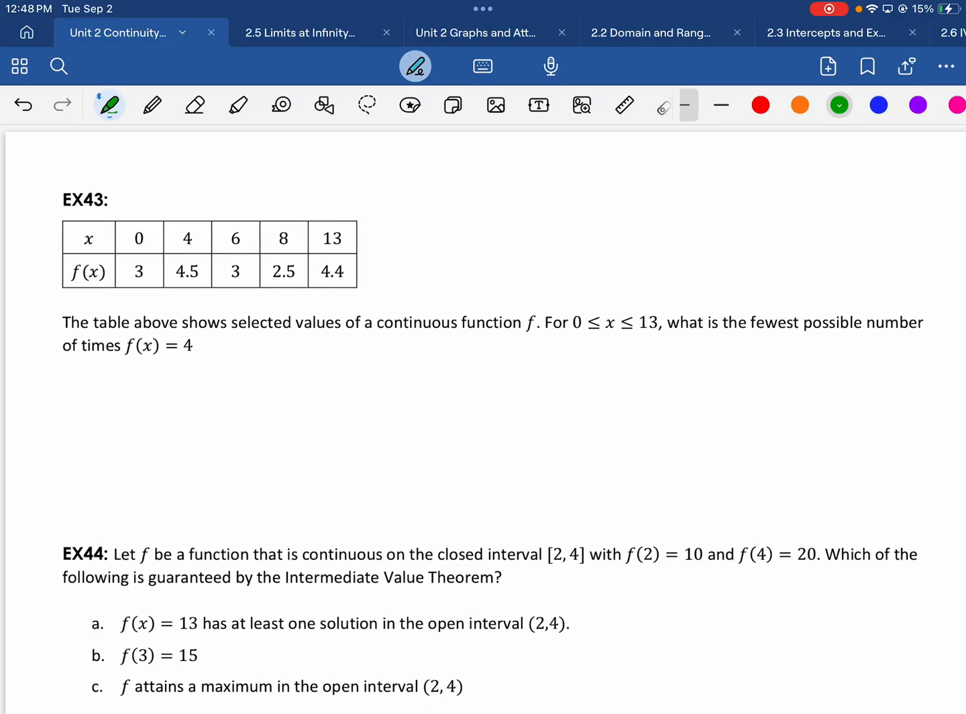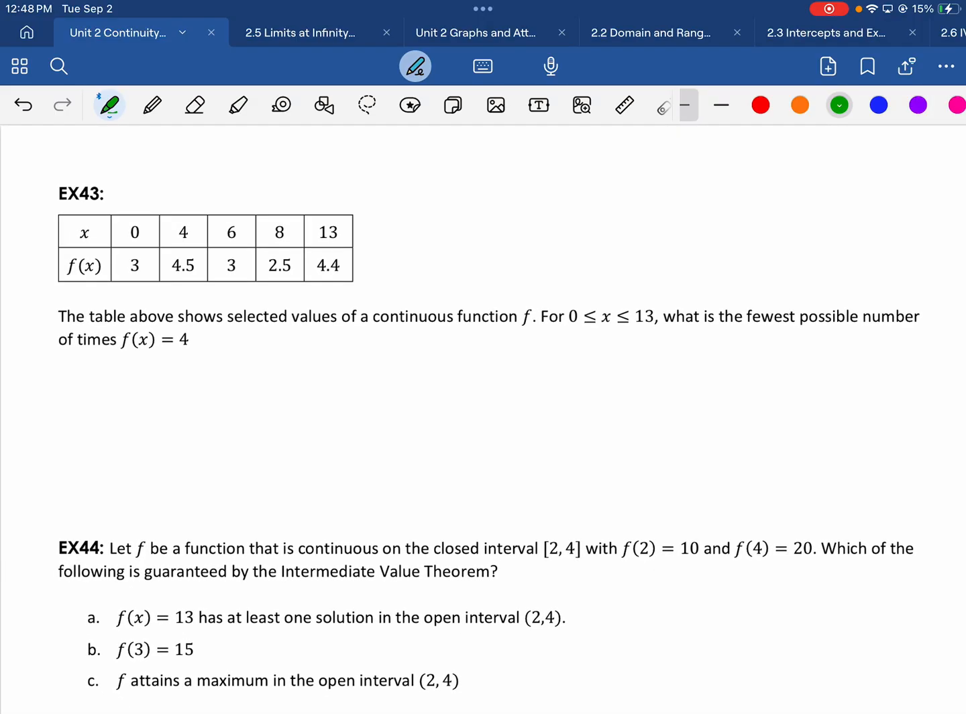All right, next one. The table above shows selected values of a continuous function from 0 to 13. What is the fewest possible number of times that f of x can equal 4? This is kind of a common sense question, but this is IVT. I've seen multiple questions that look just like this on the AP test, and you would be amazed at how many people get them wrong.